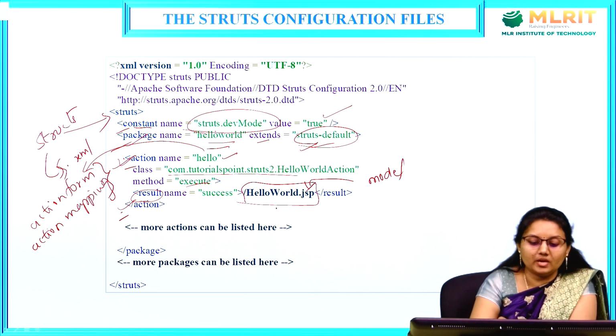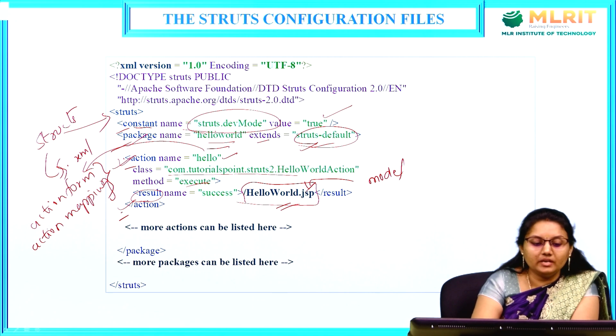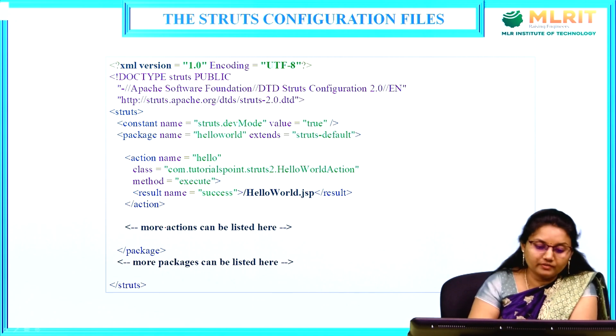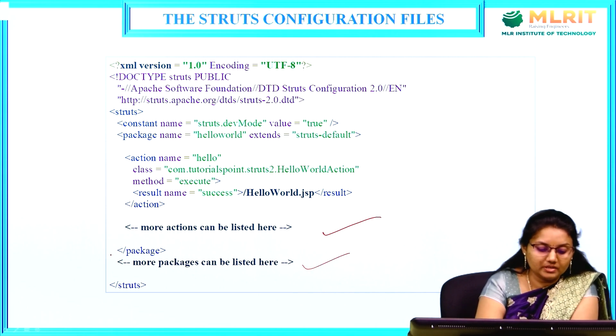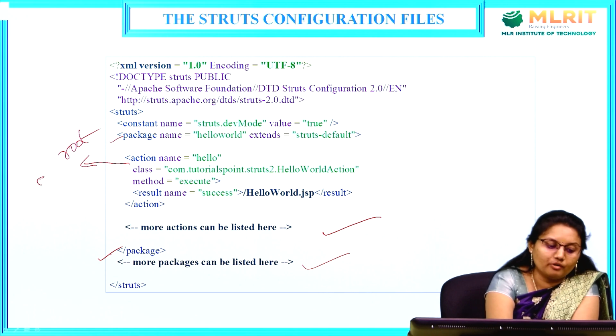So that program name, that name you have to give it here. Okay, like that. Similarly, whatever actions you want to define, you can define multiple actions here. Similarly, multiple packages also you can define in between these package tags. So package is a root tag and action is the sub tag of your root tag.